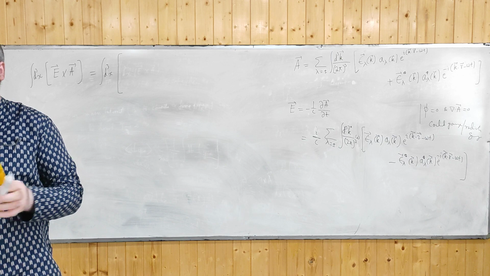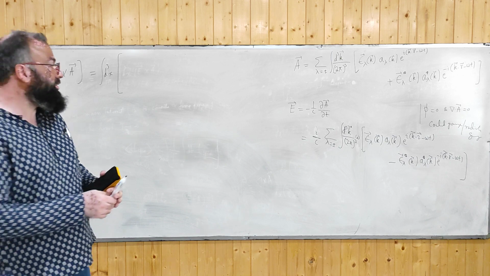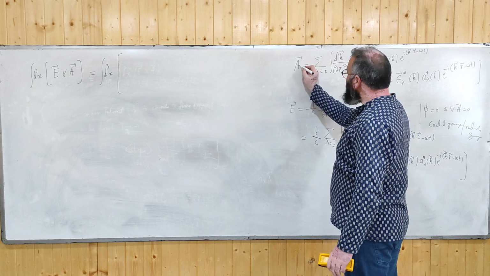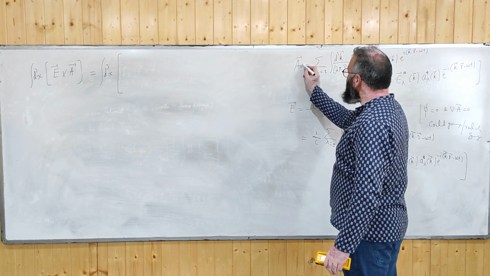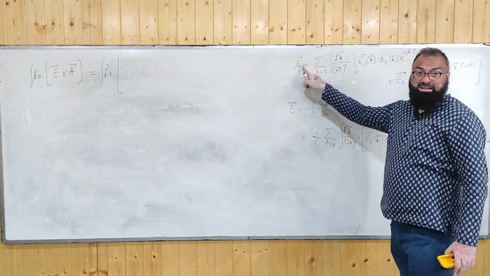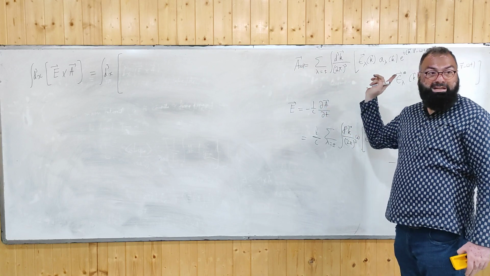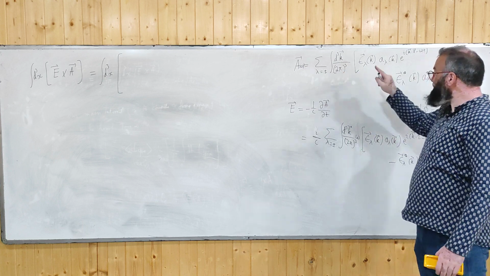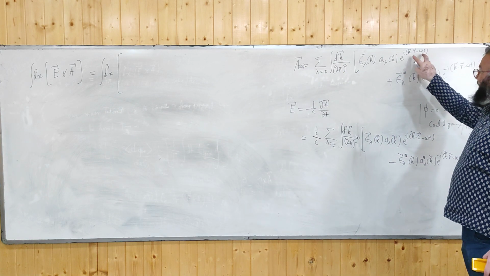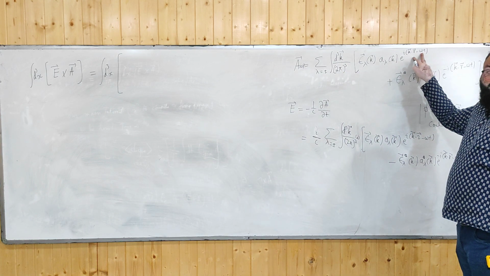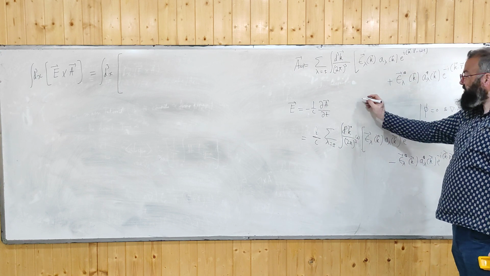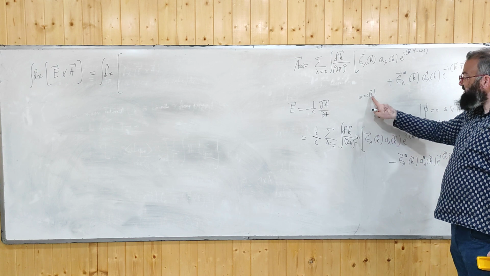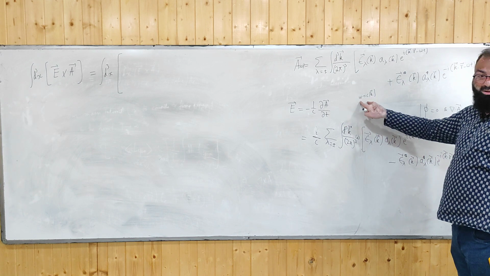Just distinguish between the dummy variables. Now look here in this case, A is actually a function of x and t. Do you understand? So x and t are not dummy variables. What is the integration on? k. So k is a dummy variable, but because k and omega are related to each other by omega equals ck, if k is a dummy variable, omega will also be one.